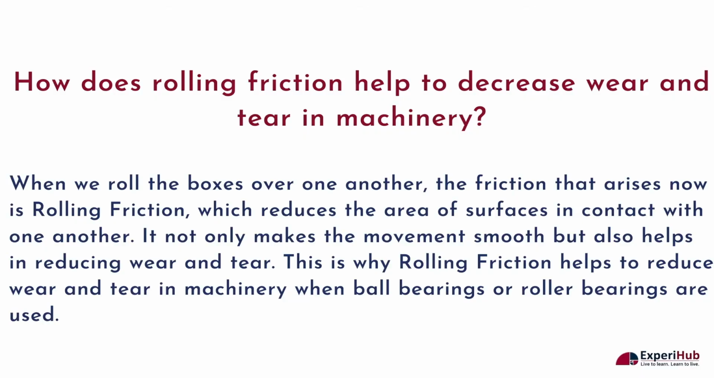How does rolling friction help to decrease wear and tear in machinery? When we roll the boxes over one another, the friction that arises now is rolling friction, which reduces the area of surfaces in contact with one another. It not only makes the movement smooth, but also helps in reducing wear and tear. This is why rolling friction helps to reduce wear and tear in machinery when ball bearings or roller bearings are used.